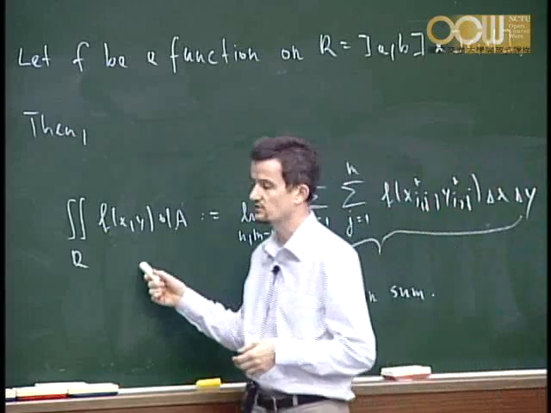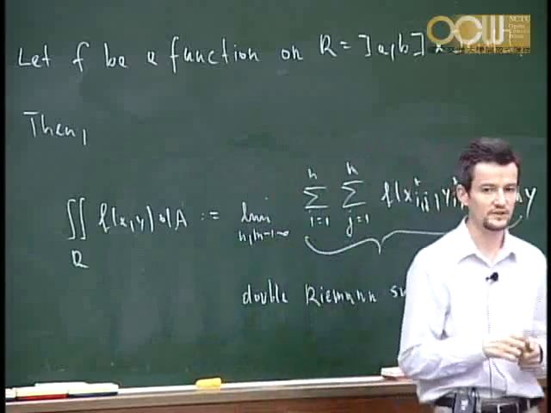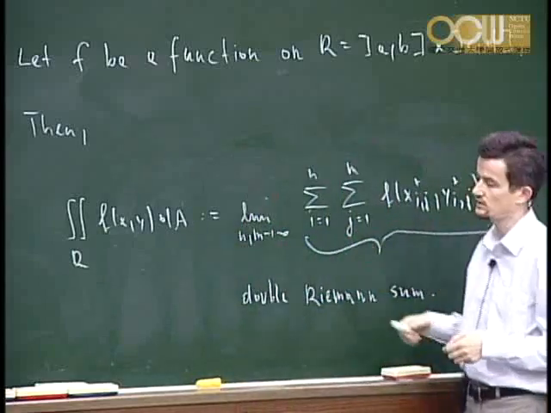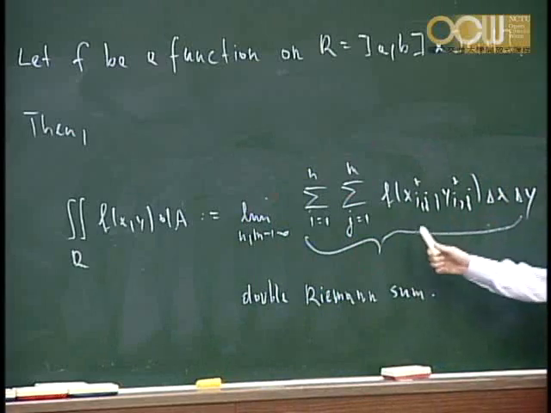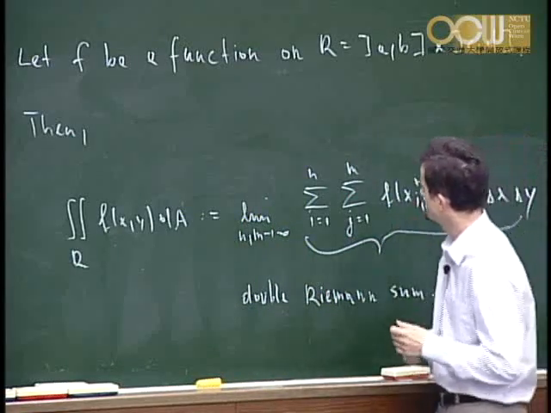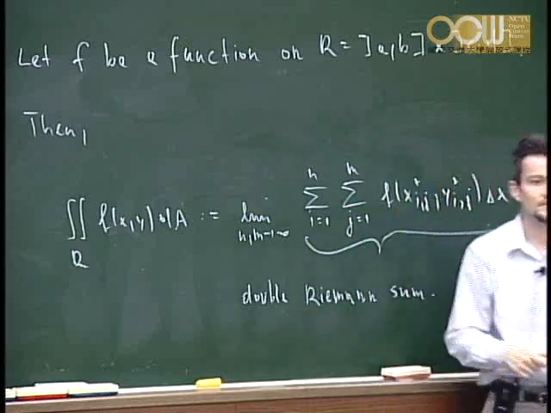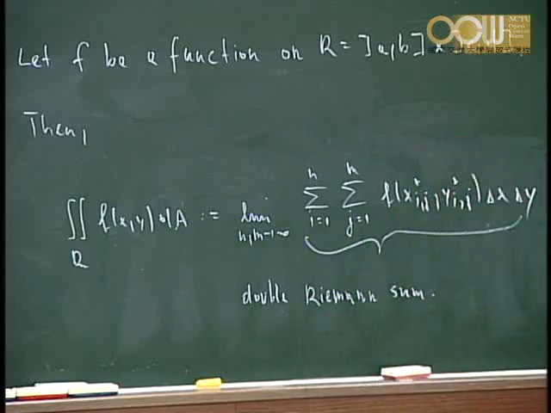For us, it's more important to figure out how to compute it, because this limit can be quite complicated. As you can imagine, even if I give you a simple function, you write down this limit, this double sum, you try to find the limit, it's a complicated problem. So the first question is how to compute this symbol, and this will turn out to be not so complicated.